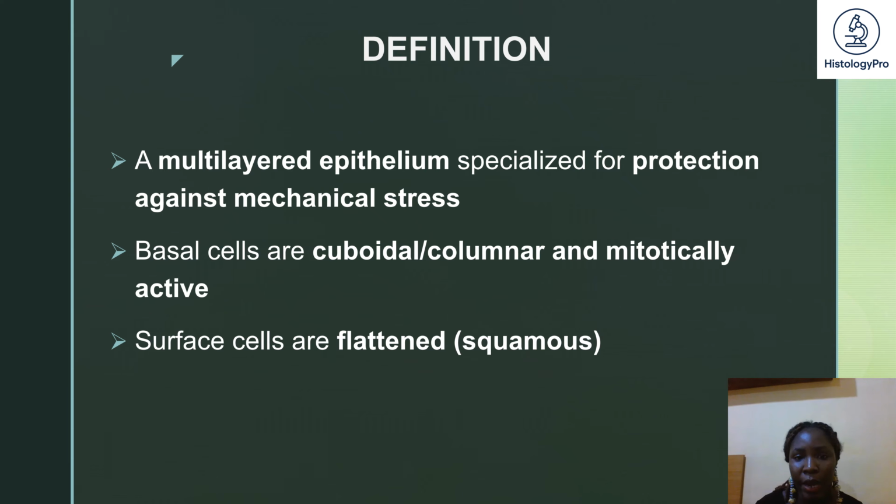This epithelium type is specifically adapted to withstand mechanical stress, friction, and abrasion. It forms protective barriers in regions of the body exposed to significant physical wear. Broadly, stratified squamous epithelium is classified into two types: the keratinized type, which contains a surface layer of dead keratinized cells, and the non-keratinized type, which lacks this keratinized layer and retains living cells at the surface.